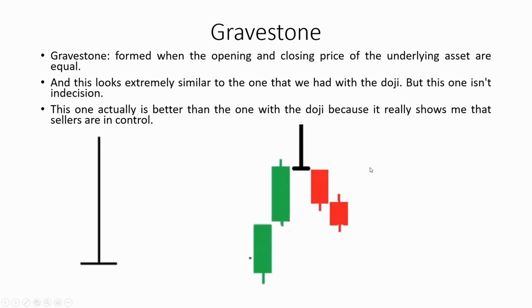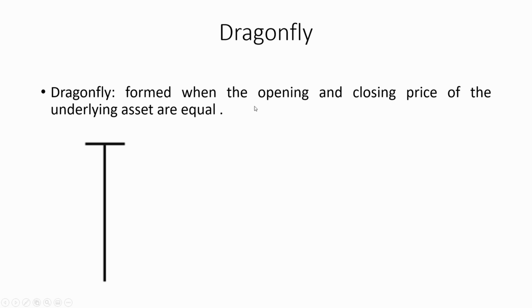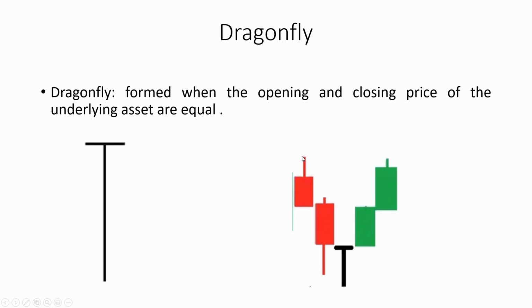Like I said, you need to confirm with resistance, support, level 2, pattern. There's so much to confirm. The opposite is going to be a dragonfly. So this thing has a big long wick, and this thing did close at the same price as the open.